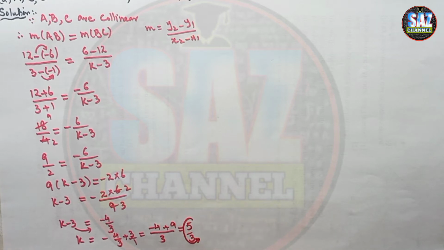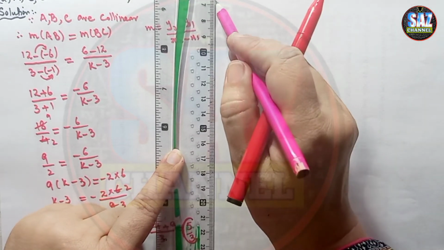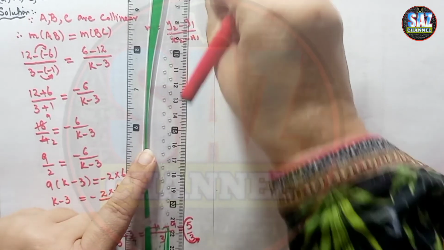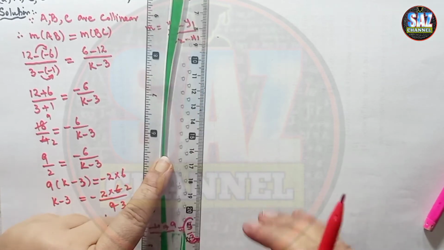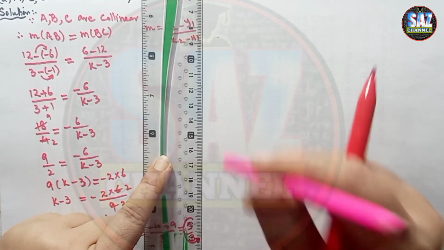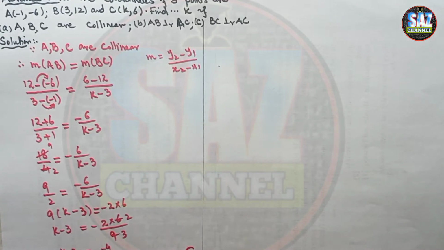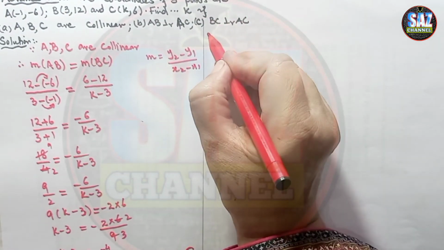Okay. And the second part. Let me use more space on this side so that I can accommodate all three parts on the same page. Okay, let me draw the line here. Now for the second part, the condition given is AB is perpendicular to AC.